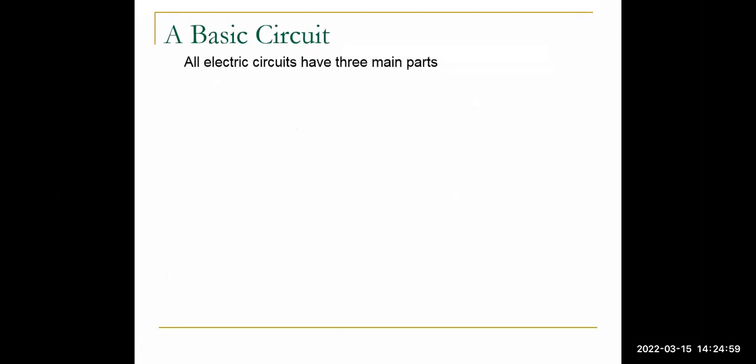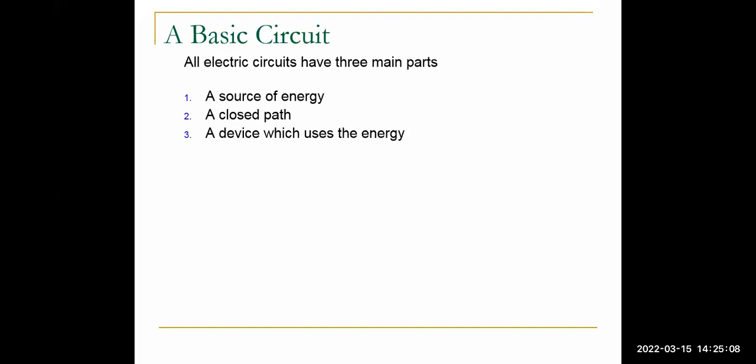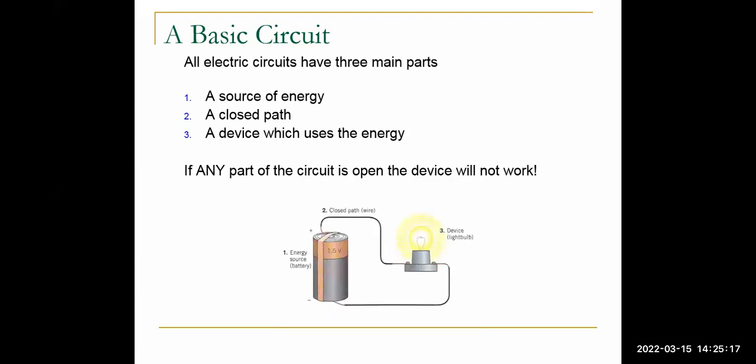Sabi dito, all electrical circuits have three main parts. So we have the source of energy, we have the closed path, and we have a device which uses the energy. So if any part of the circuit is open, the device will not work. Diba? So parang ganito yan, di ba? Sabi natin, meron tayong energy source. So this is our energy source, technically is the battery. Then we have the closed path, which is yung wire. And the device which uses the energy.